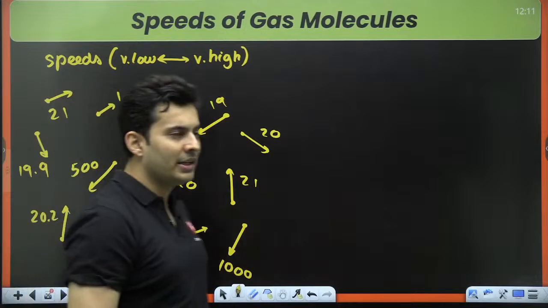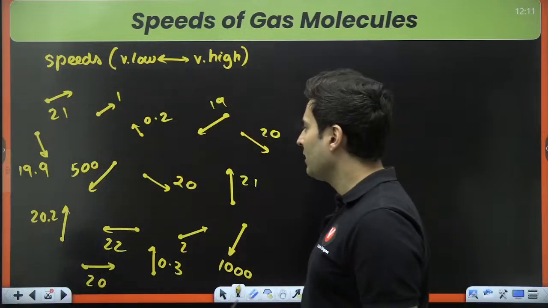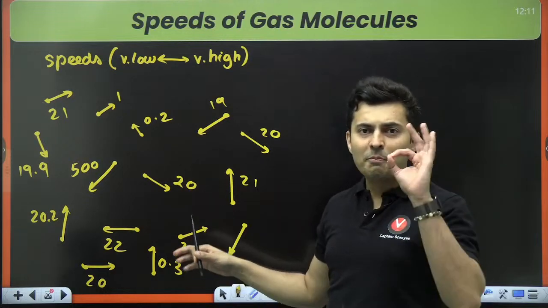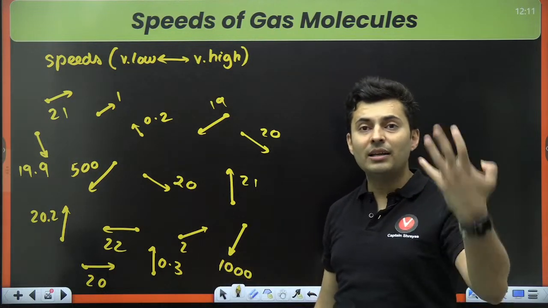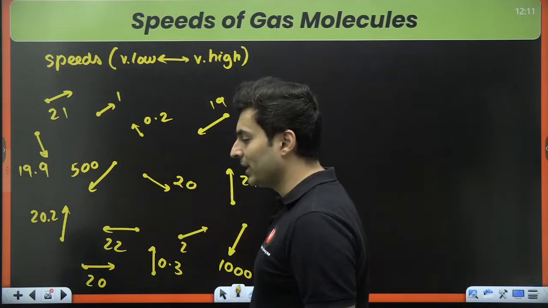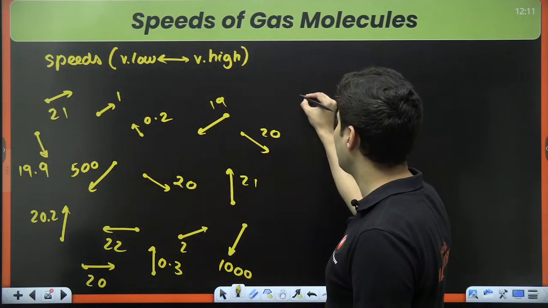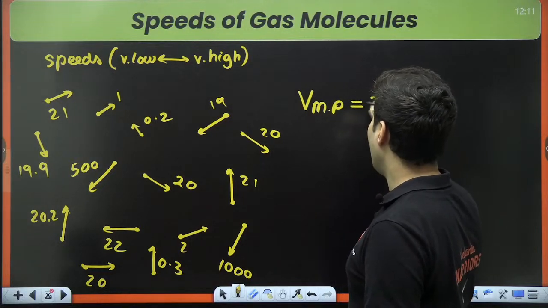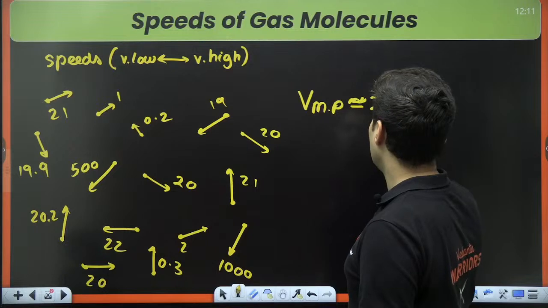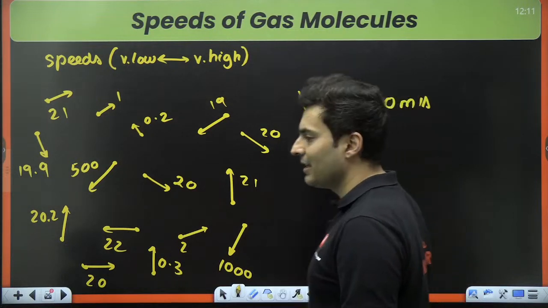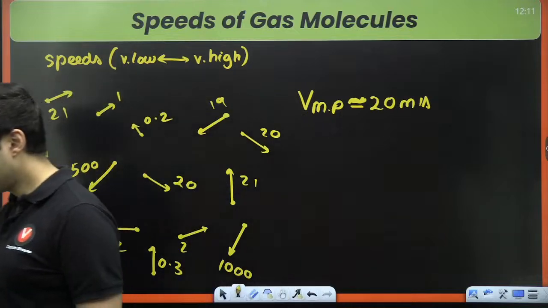If you look at these molecules, do you see that there are low speeds also, high speeds also, but there is a particular speed which is very commonly found. What is that? That is your most probable speed. In this case, the most probable speed is around 20 meters per second. Yes or no? How many of you saw that?